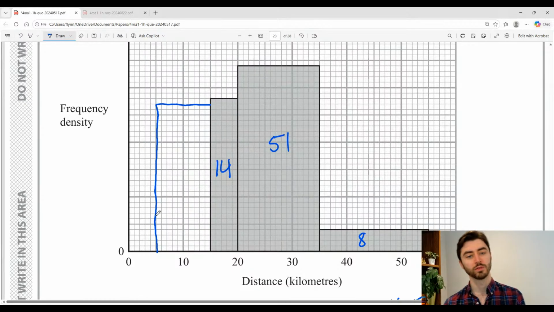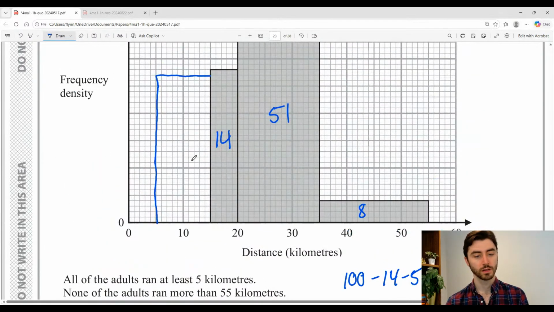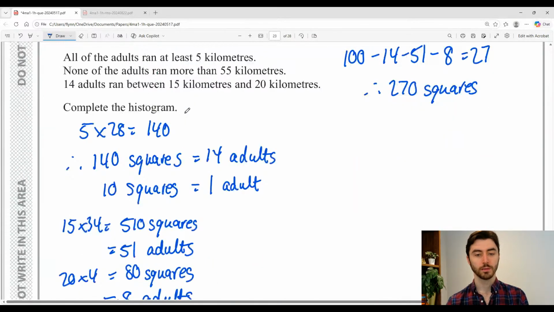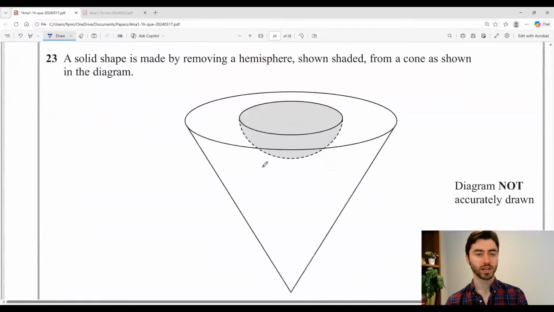So that is what I would draw for the histogram, because that has 270 squares. I'm happy with that. I'll check it later.